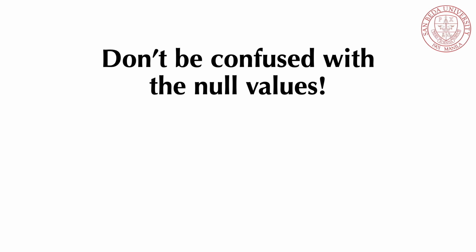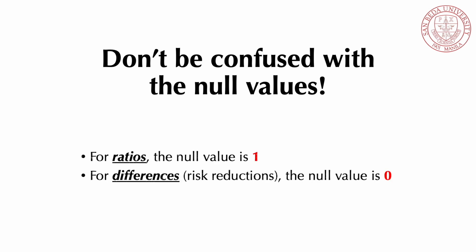Now, just as a reminder, do not be confused with the null values. For measures that are ratios, such as the RR, the null value is 1. For measures that involve differences, such as the RRR and the ARR, the null value is 0.